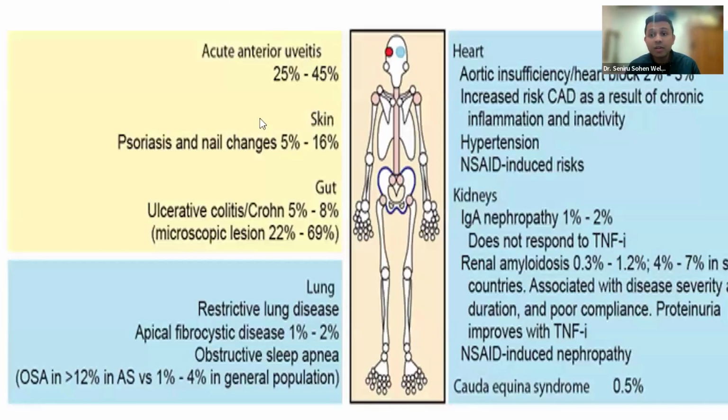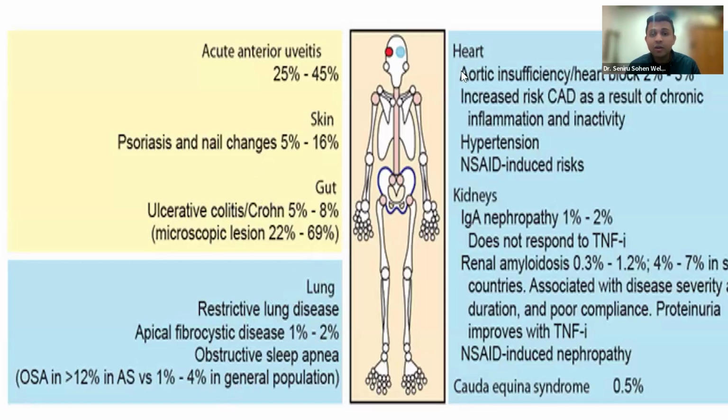In the skin, you can see the changes of psoriasis and the nail changes. In the gut, you may have diarrhea. You can get things like ulcerative colitis, Crohn's disease. In the lung, you can get restrictive lung disease. You can get apical fibrosis. So apical fibrosis, the mnemonic: ankylosing spondylitis is a cause of upper lobe fibrosis.